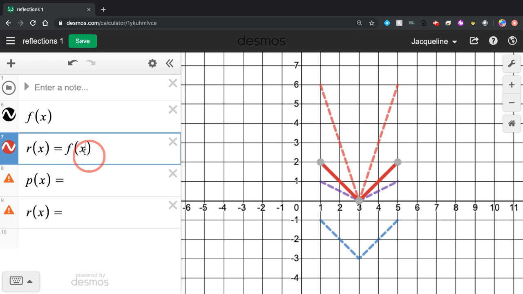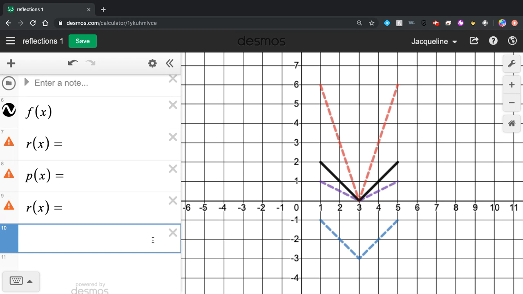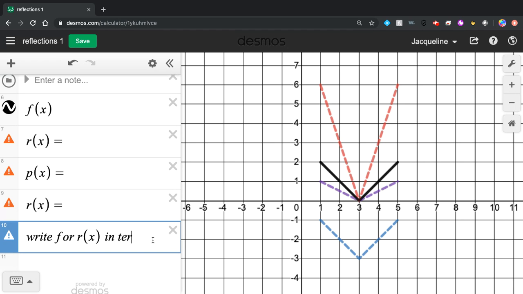Make sure you're starting at the black f of x graph. I think that's the problem most people are having. They don't know where to start. If the problem reads, write the equation for r of x in terms of f of x, well, that means that I should start at f of x and figure out how do I get from there to red, to r of x. So whatever's second in the statement should be your starting point.